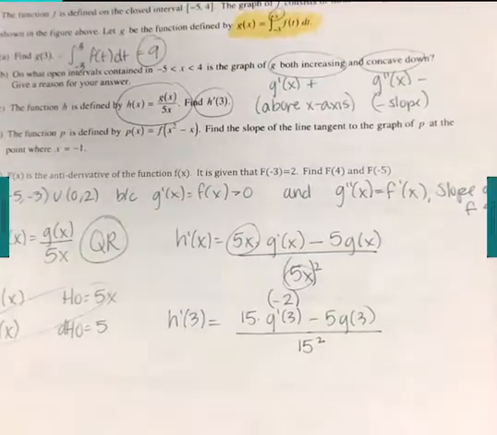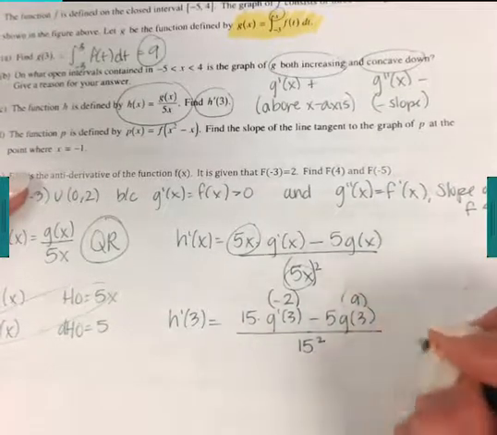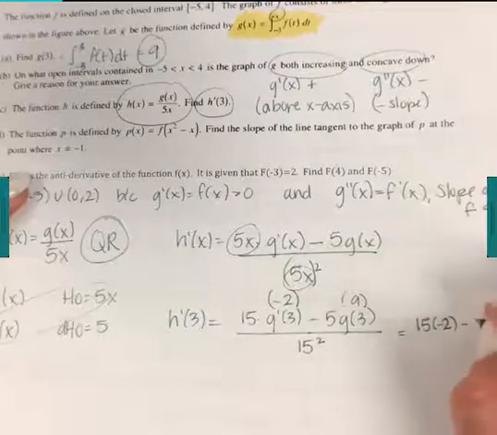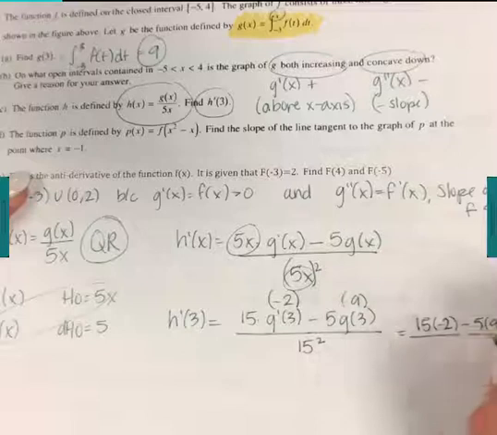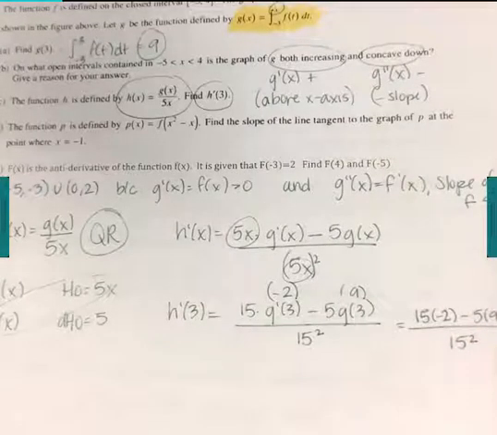So remember, I don't want to go back and refind stuff. I already know what g of 3 is. G of 3 is 9. Okay? And so then from there, I'm just going to write it out like that, and then I'm going to leave it. So 15 times -2 minus 5 times 9, over 15 squared. That's my answer. You can work it down further than that, but if you make a mistake, you'll lose the point that you would have gotten if you just left it.